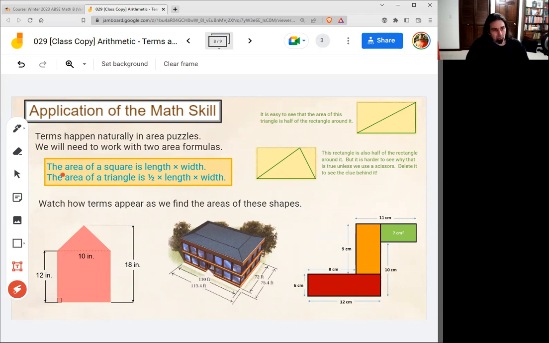We need to remember the two formulas that are most common for area. Whoops, that says square. It should say rectangle. So the area of a rectangle is length times width. We have seen that a lot when we looked at other jam boards. One moment, let me grab one.